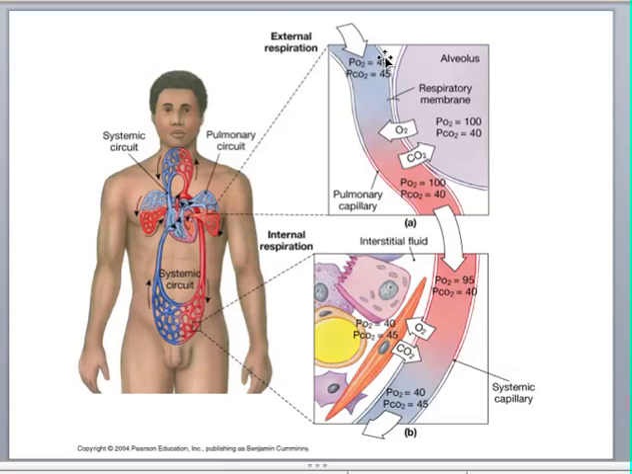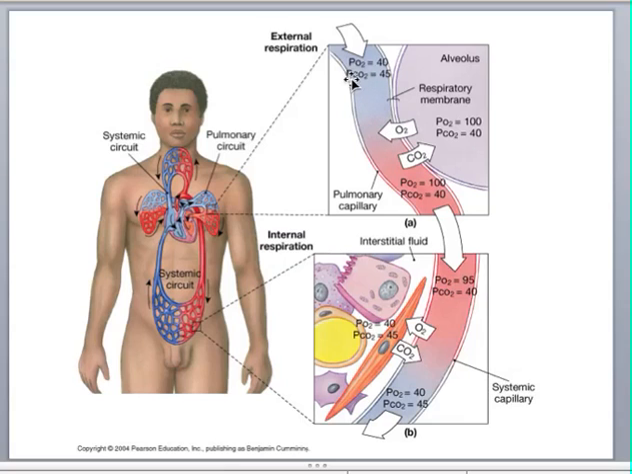because it's coming back from your tissues. So the oxygen's very low here. So notice the big difference between 100 and 40, PO2 of 100 and a PO2 of 40. Obviously the oxygen is going to go from the area of greater to lesser. It's going to move into the capillary.